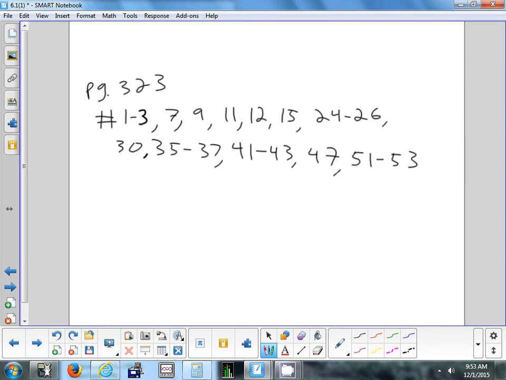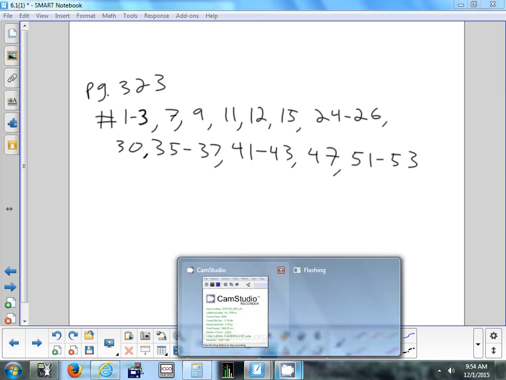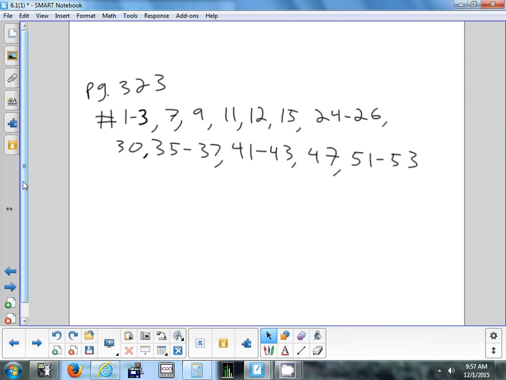That's the homework for tonight. If you don't get it, it will be online. But it's basically very quick little problems. Complementary, supplementary angles. Change to degrees, change to radians. Shouldn't take too long. We'll take a look at that first thing tomorrow. Homework tonight is page 323, numbers 1 to 3, 7, 9, 11, 12, 15, 24 to 26, 30, 35 through 37, 41 to 43, 47, and 51 through 53.